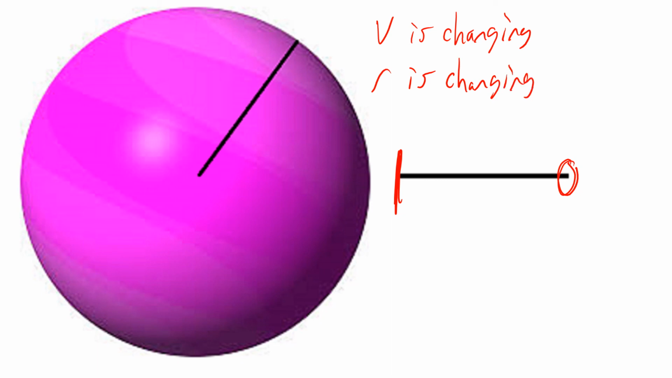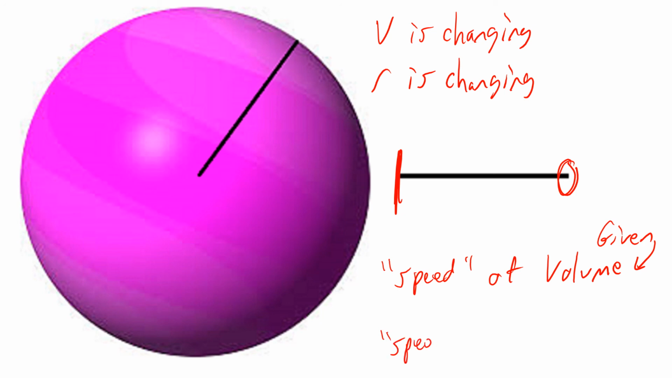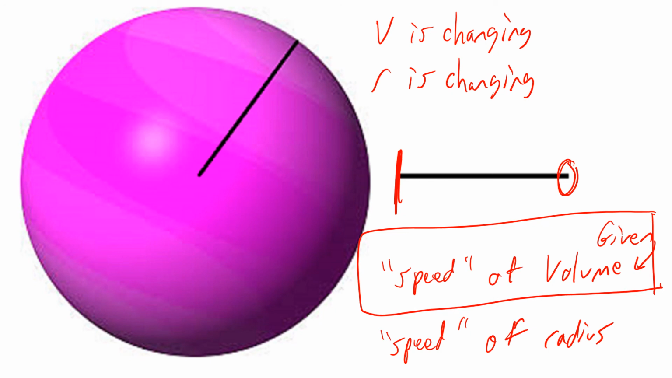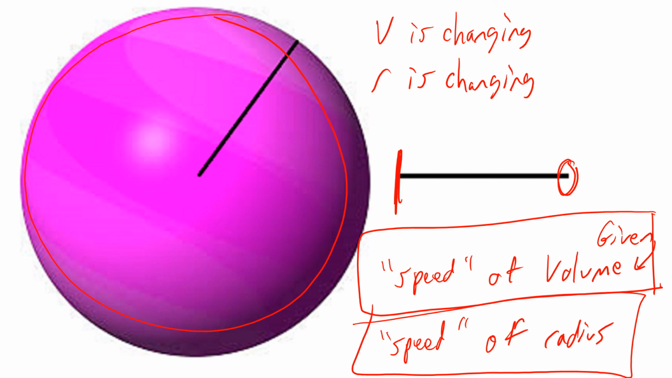So that means if you tell me this, let's call it the speed of the volume, really the right way to say it is how the volume is changing. So if this is given, then what I want to know is what's the speed of the radius. Remember, speed is like how something is changing, like the rate of change. So I tell you how the volume is changing, and they're connected because the volume and the radius are related by the fact that they're all part of this balloon here. Then can you tell me how fast the radius is changing? That's a related rate.